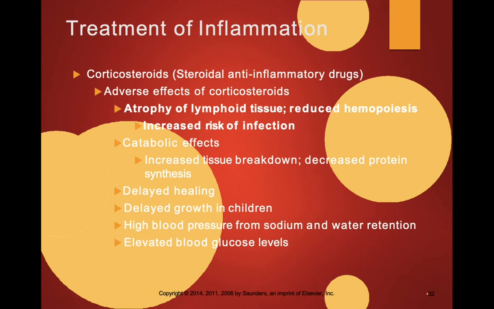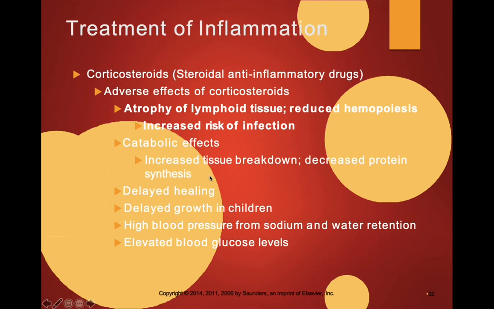The adverse effects of corticosteroids: you get atrophy of the lymphoid tissue, which means there's going to be reduced hemopoiesis, meaning decreased blood cell production, especially white blood cells. Atrophy is the decrease in size of lymphoid tissue. So now you've got the decrease of your WBCs or your white blood cells, which means increased risk of infection, because where's your army? Where's the army that's going to help you? Catabolism, right, means breaking down. Catabolic effect, the increased tissue breakdown, decreased protein synthesis.